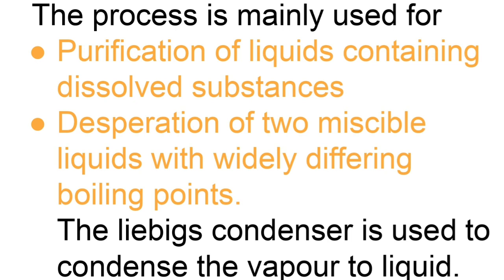This simple distillation process is mainly used for the purification of liquids containing dissolved substances, and the separation of two miscible liquids with very wide differences in boiling points. So those are some of the uses of simple distillation. Then we have the Liebig's condenser, which is used to condense the vapor to a liquid.